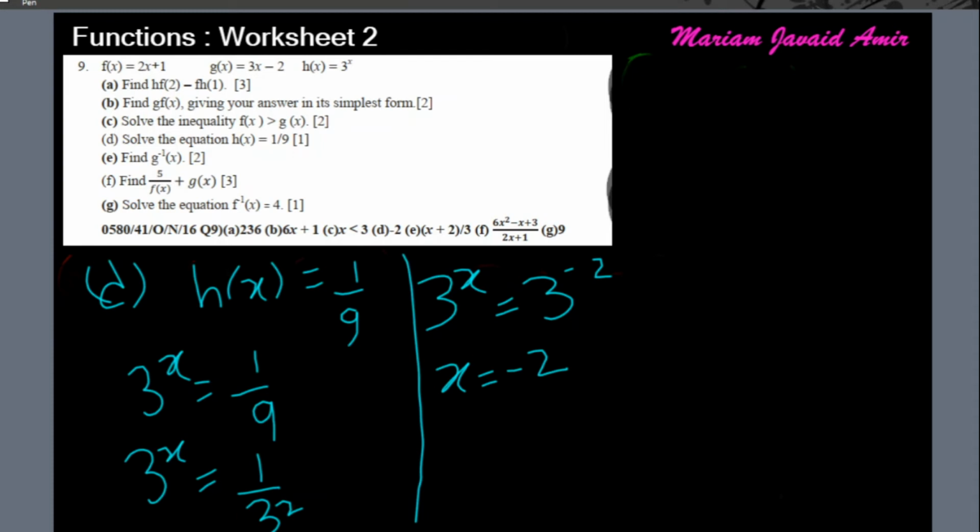Part E, find g inverse of x. So write y equals g(x). Make x the subject. So this is what we get. This is the answer. Just replace y with x.